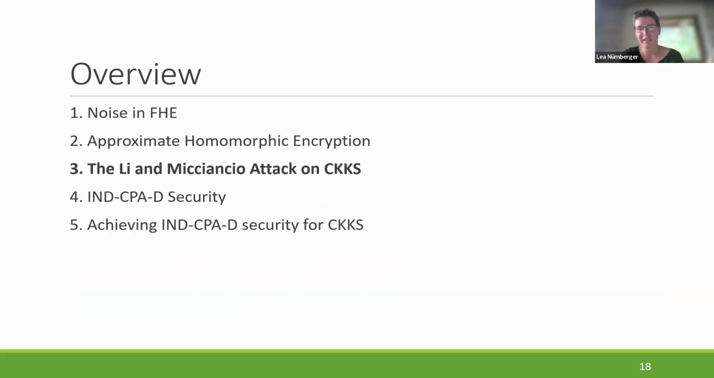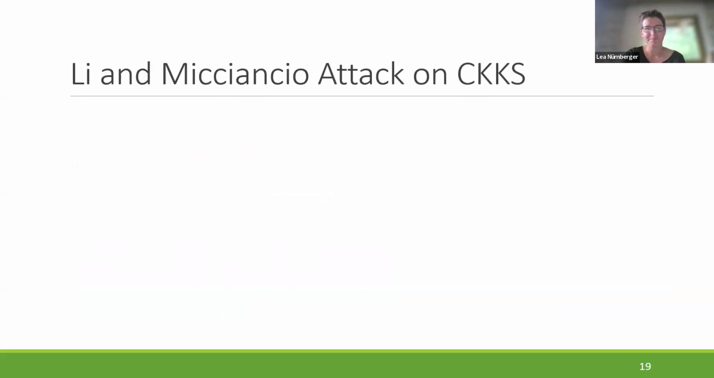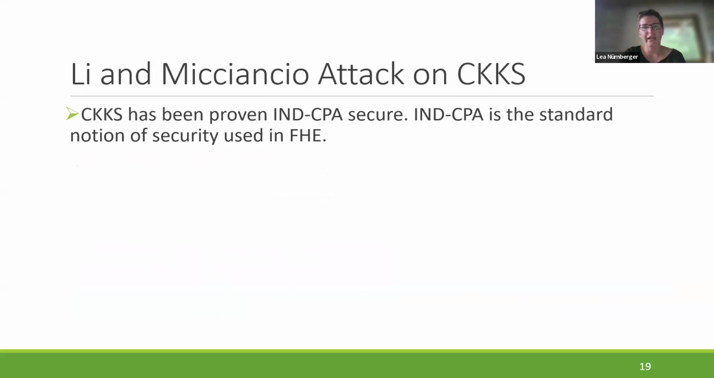So this directly leads over to the Li and Micciancio attack on CKKS. Now, CKKS in the original paper has been proven IND-CPA secure. And usually IND-CPA is the standard version of security used in FHE, because we can't get IND-CCA2 security. Right now, there are some works on how to achieve IND-CCA1 security, which is why for the time being, IND-CPA is the security notion that is being used.